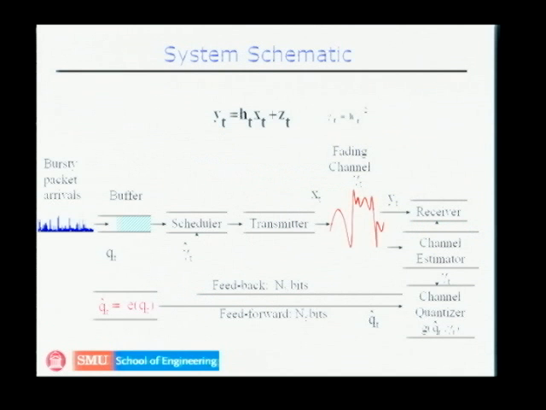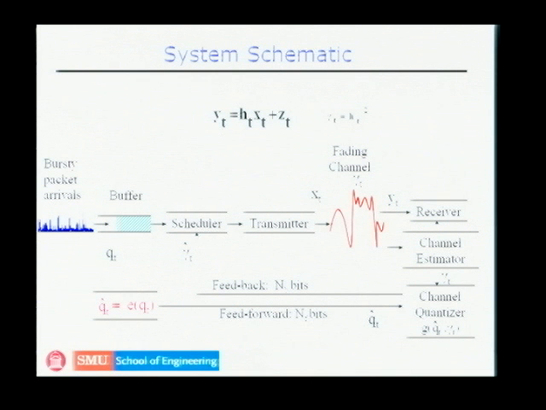The system schematic changes as follows. Everything besides this was what you had before. Now let's assume there's another feed forward link. It's like a control channel that sends some partial knowledge about this buffer. So Q_t is the number of packets in the buffer, in the queue, at time t.